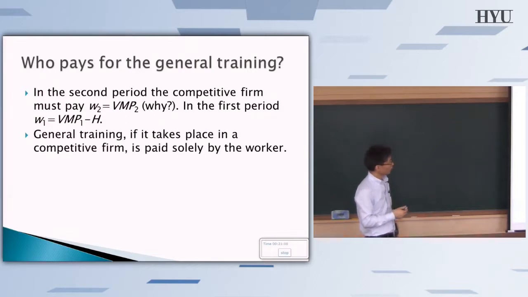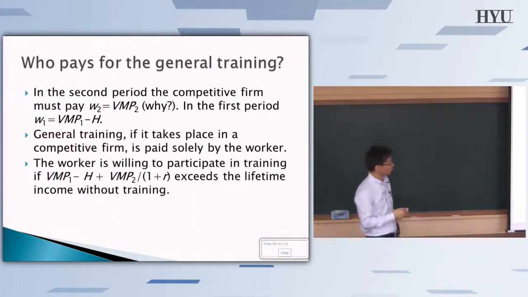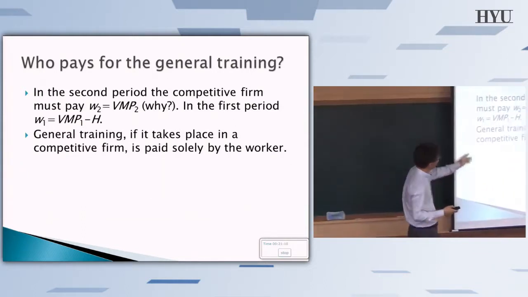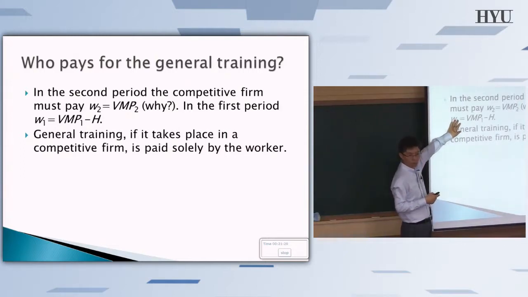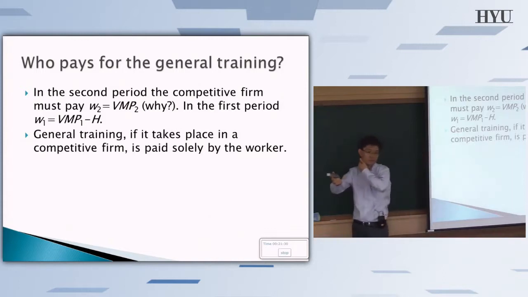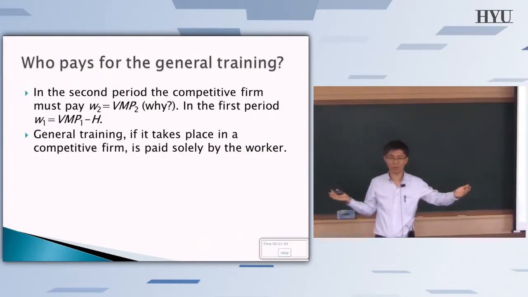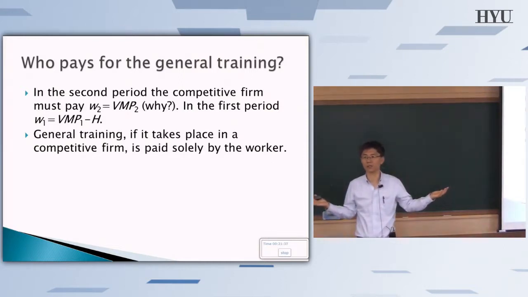No, because logically it should be true. Let's say the firm paid for at least a part of the training. Let's say W1 is greater than VMP1 minus H. So let's say the cost of training is $1,000. Let's say the firm paid for $500.